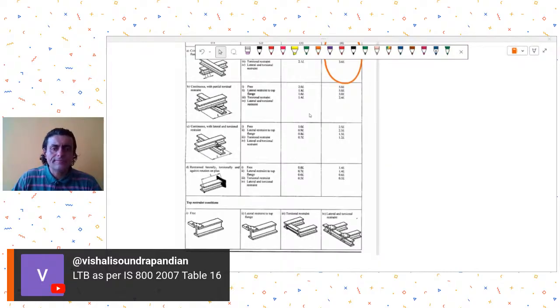Okay. So if you read the book on steel structure design by Professor Subramanian, his book very well explains this concept. So you can read that book for further understanding. It will be helpful for you. Okay. All right.